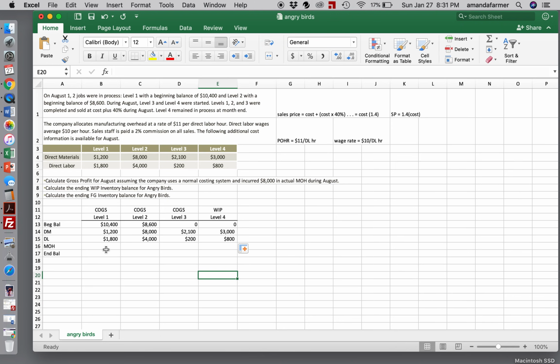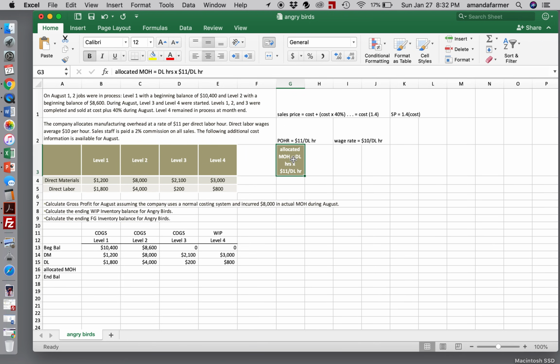That's easy. Now, the next thing that we have to do here is get this allocated MOH. And I know it's allocated and not actual because I have a POHR. To get that, there's a couple of things I want to review with you. The first is how we get allocated MOH. Allocated MOH is, in this case, the DL hours used by the job times the POHR, which is going to be $11 per DL hour. If you take a look at this formula, what you notice is for these jobs, you're missing DL hours.